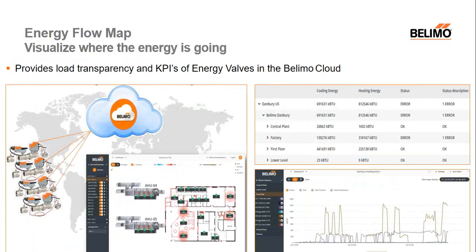Maybe some of the valves, the delta T manager could be set a little differently to help optimize and get a little more efficiency out of the valve, reducing pumping energy like we're talking about before, or just have an overall understanding of the loads and how they're distributed through the building.